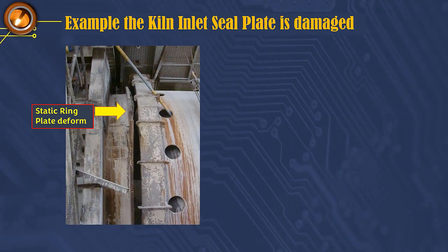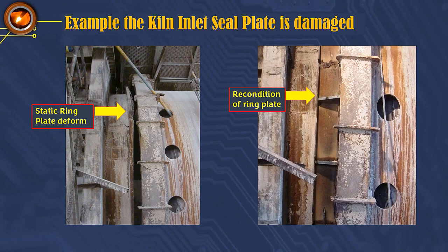This is an example of damage to the kiln inlet seal plate. Ring plate static deforms, causing the seal plate to break and material to come out through the gap in the seal plate. Then the deformed ring plate is repaired, so that the seal plate can stick evenly in the circle smoothly or without obstacles.